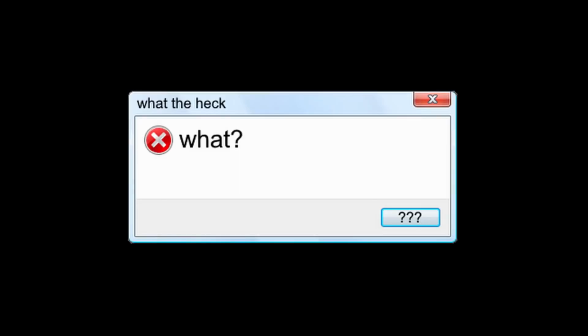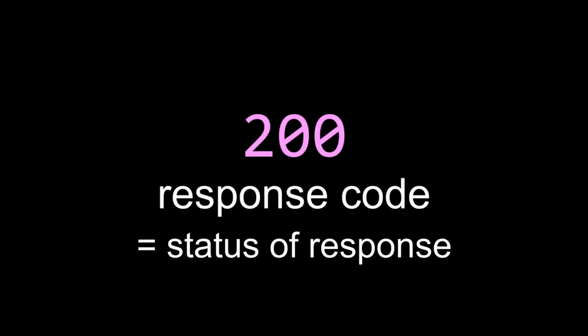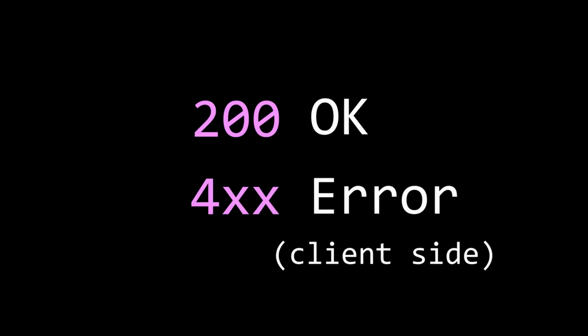But sometimes things can go wrong. With every HTTP response comes a response code, which carries information about the status of the response. For example, 200 means OK, and anything starting with 4 is an error, the most famous one being 404 page not found.